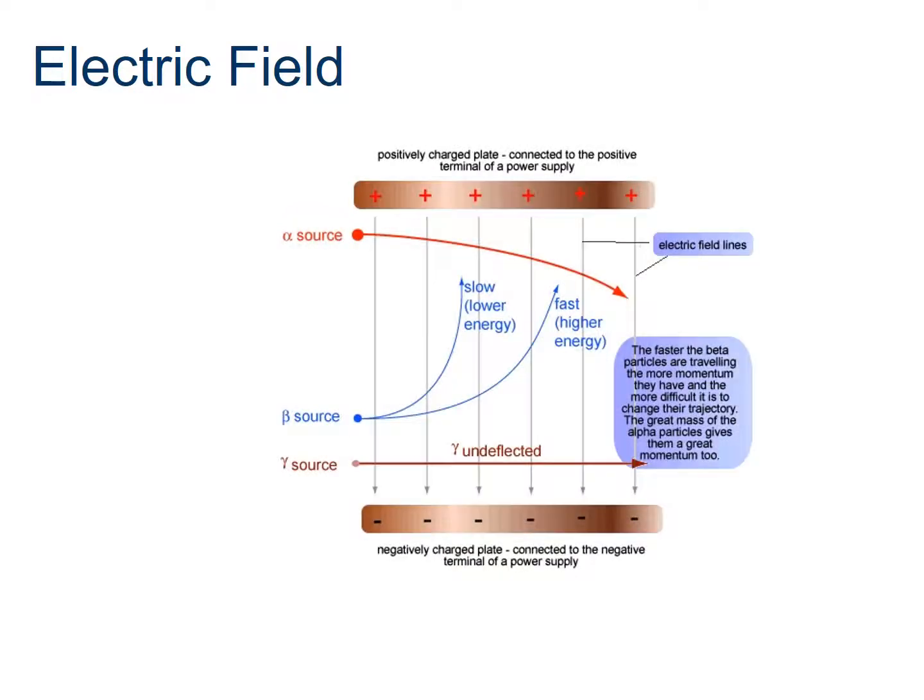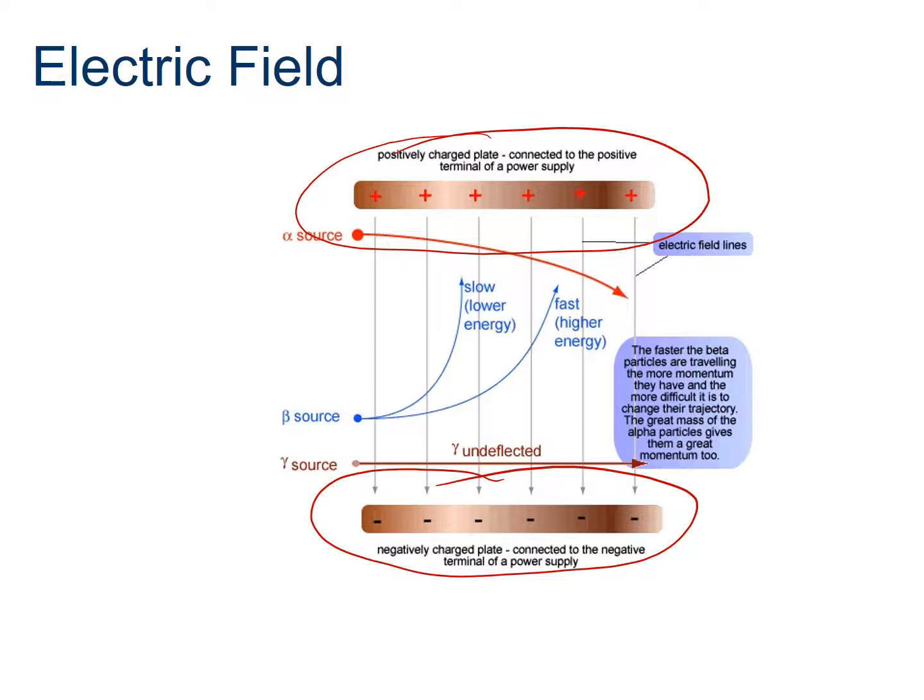So in summary, here is what happens when alpha, beta and gamma particles are moving, in this case from left to right, and enter a magnetic field. Notice the magnetic field in this particular orientation is positive at the top and negative at the bottom. Alpha particles, being positive, will be deflected towards the bottom plate, which is the negative plate. The beta particles will be deflected towards the positive plate. The gamma rays, of course, being uncharged, will pass through undeflected.